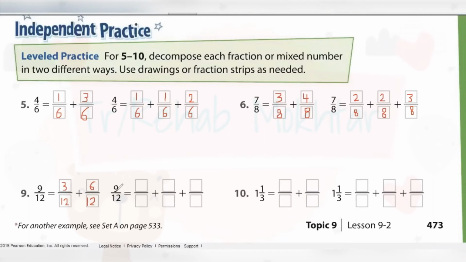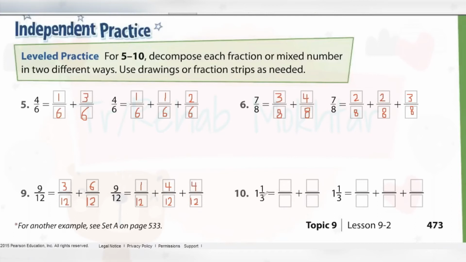Now I will decompose 9 out of 12 into 3 parts. Keep the denominator, 12, and the 9. Try to break it apart into 3 parts. Maybe 1, maybe 4. 1 plus 4 equals 5. 5 and 4 equals 9.